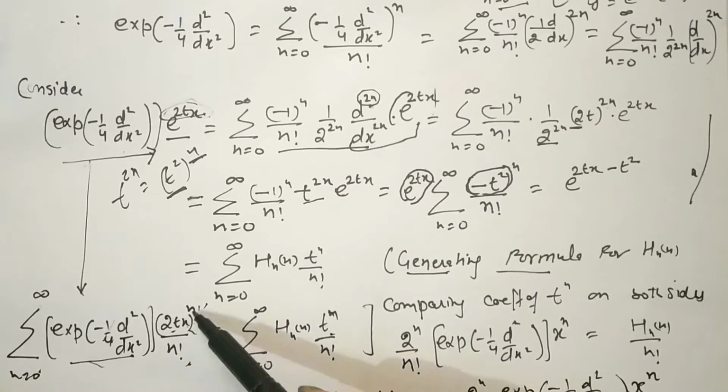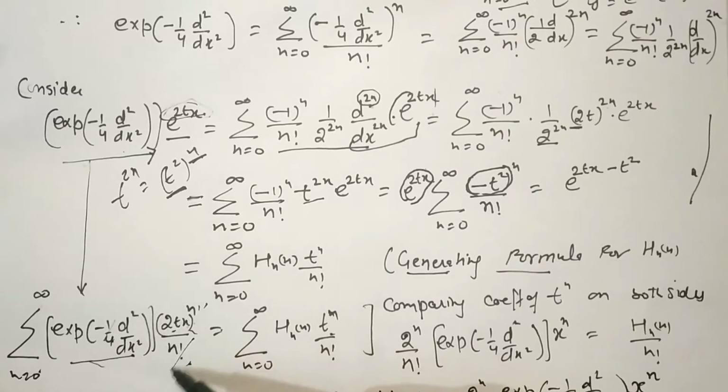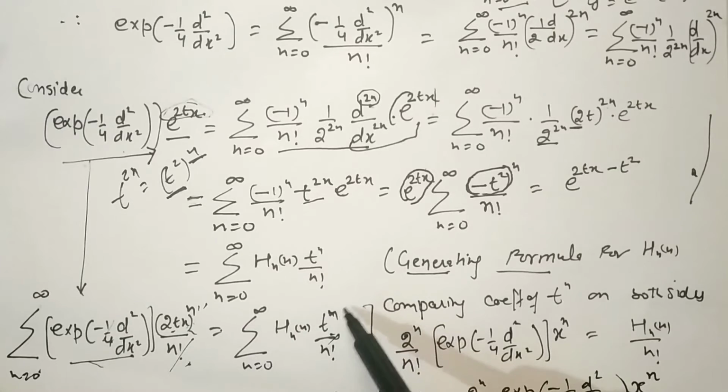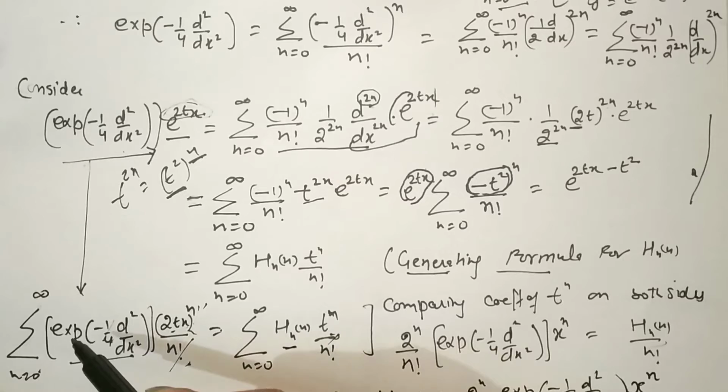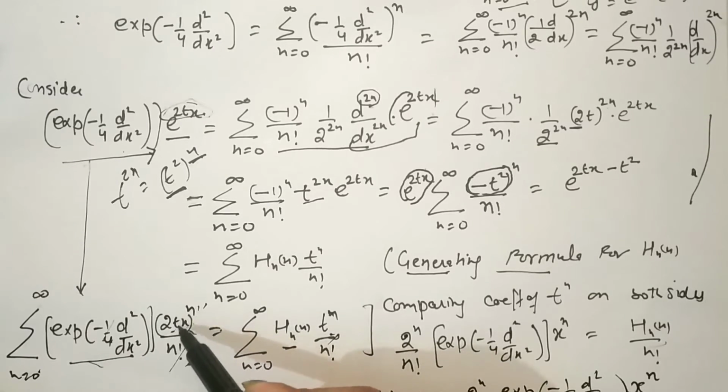Now opening this bracket, you cancel out the terms: n factorial cancels with n factorial, t raised to power n cancels with t raised to power n, and comparing this, we'll get H_n(x) upon n factorial will cancel, but the terms left are exponent minus 1 by 4 d square x upon dx square, t is raised to power n.